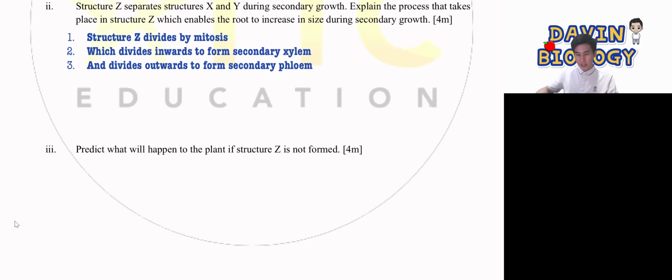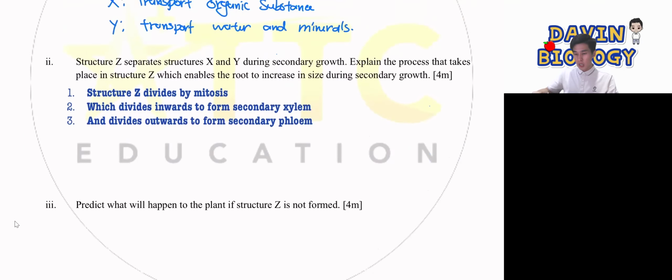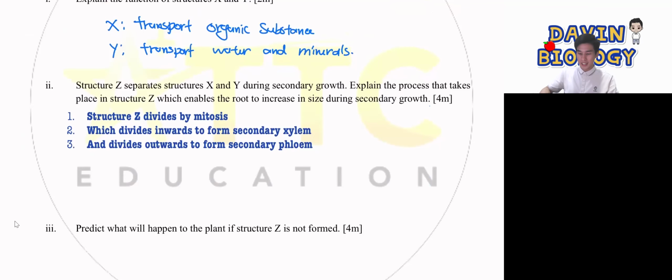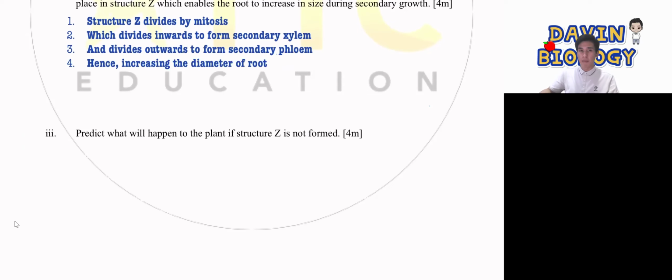And finally, you need to explain how this increases the size. By doing so, the diameter increases, and that's how the size increased. So you can say, hence increasing the diameter of the root.